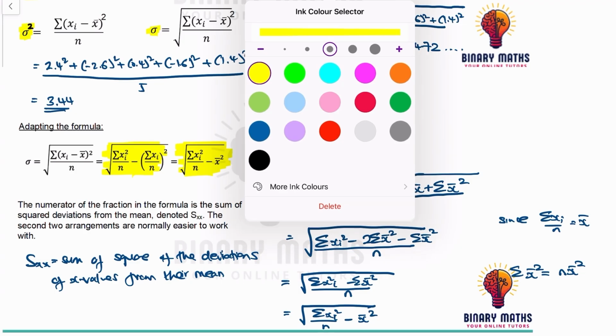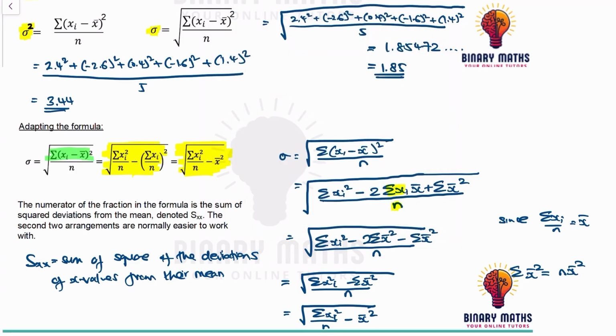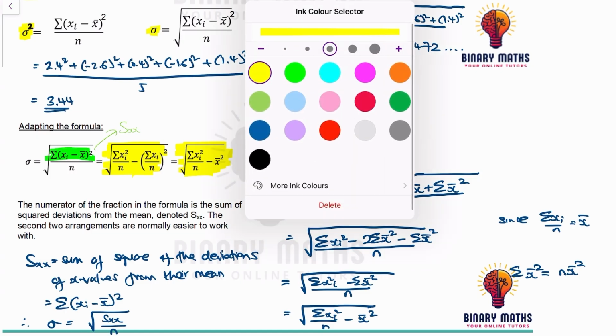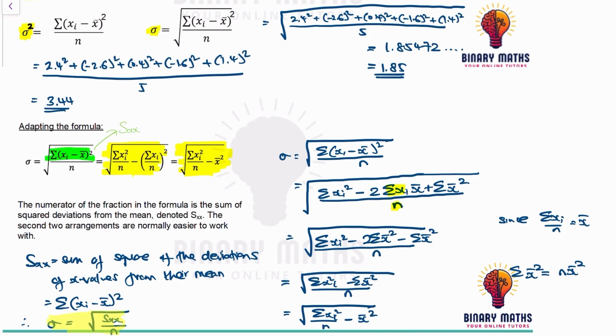Let's just use a different color. That there is just S of xx, so the sum of the square of the deviations of x values from the mean. So that is just sum of xi minus x bar squared. So we can write sigma as square root of S of xx over n. And that's another version, so let's highlight that one. That's another version of the formula.